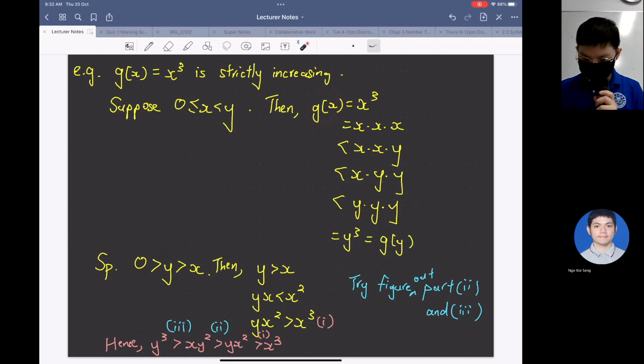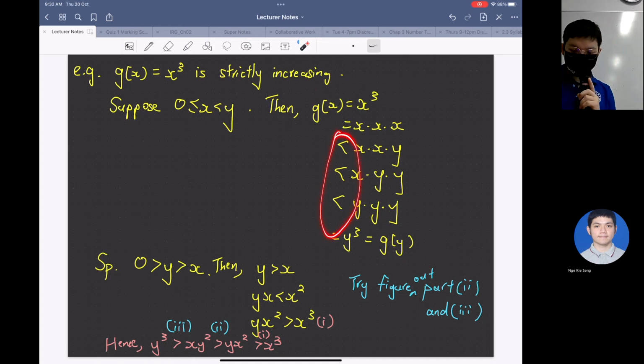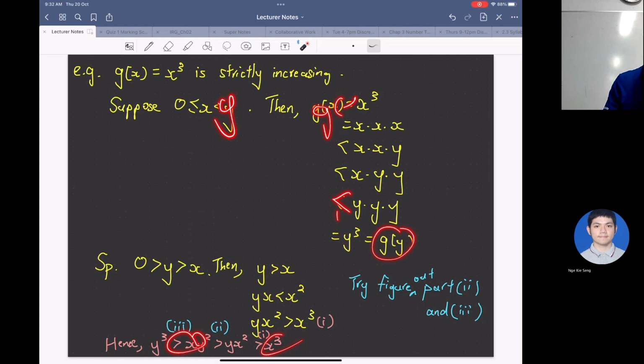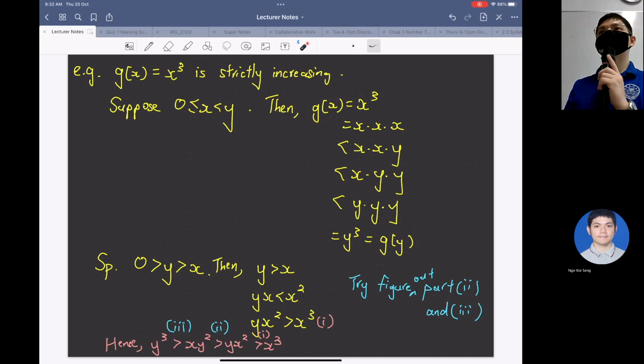g. Hey, did I do something wrong? y cube. Oh no, okay, yeah, no, I just wrote it a different way. Okay, yeah, gy is greater than gx for y greater than x. Okay, any questions?